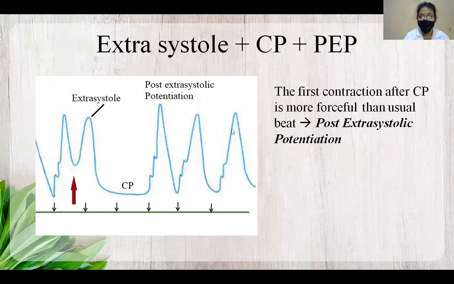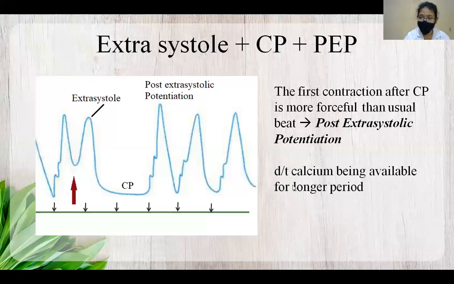Now, after the compensatory pause, you get the first contraction, which is more forceful than the usual beat. Look at this. This is known as post-extrasystolic potentiation. Potentiation means bigger, potentiation means helping. So the post-compensatory pause has helped the first contraction to become a bigger one. Why this happens is because of the accumulation of calcium, which was available for a longer period.